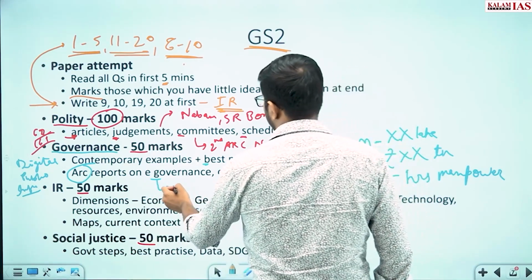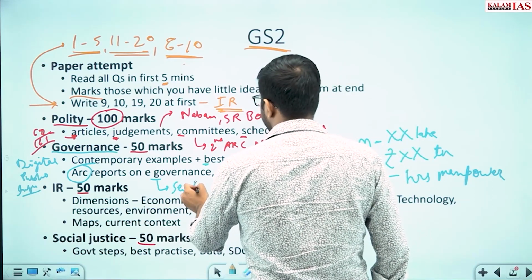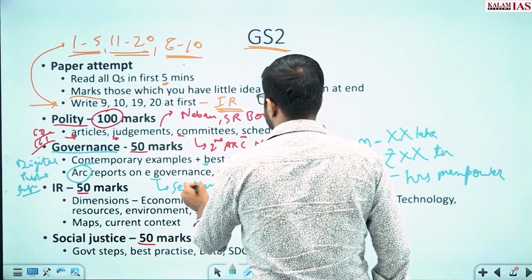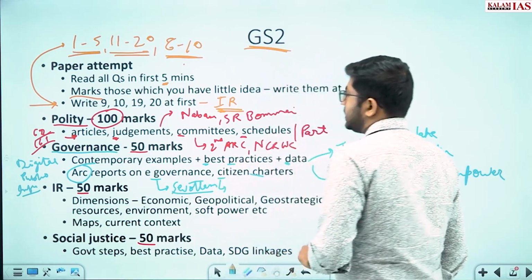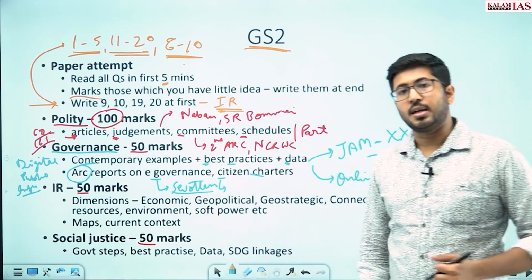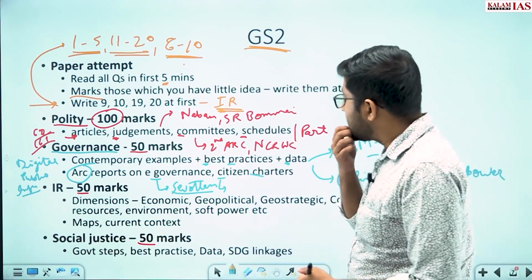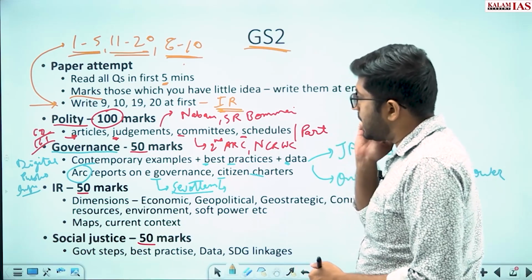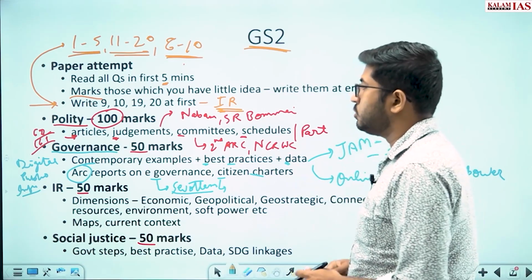So there is the Sevottam model. These are the keywords that, if you write them in your answer, will add value to your answer: the Sevottam model as mentioned in the Second ARC report. So this was value addition with respect to governance questions.